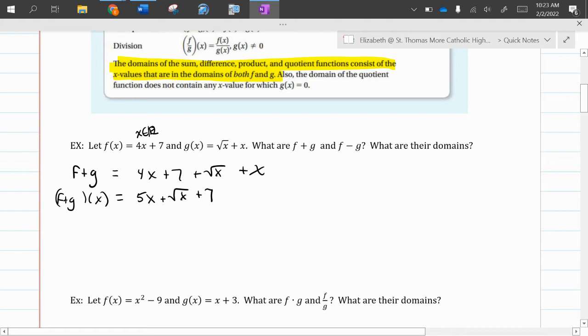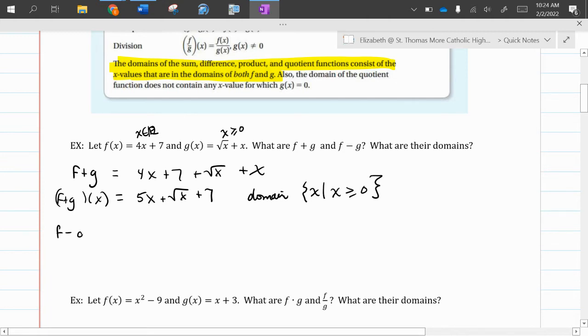And g of x is not linear, it's a square root. We know that the number inside a square root cannot be negative. So we'll say that the domain of g would be anything greater than or equal to 0. The domain of this new function will be where the two domains intersect, in other words, what the two domains have in common, the x values that are in both the domains of f and g. That would be the domain of our new function. We'll put it in set notation: all x values such that x is greater than or equal to 0.